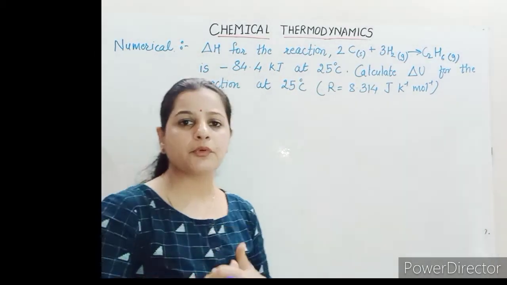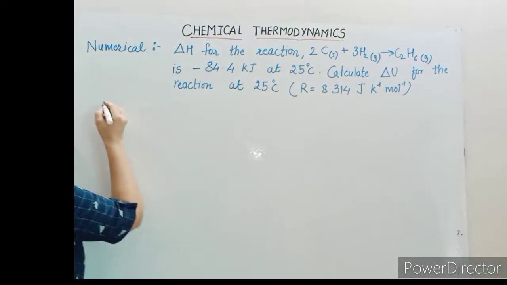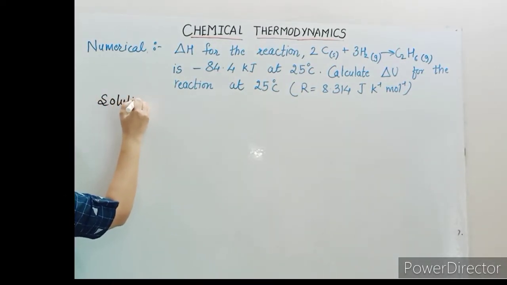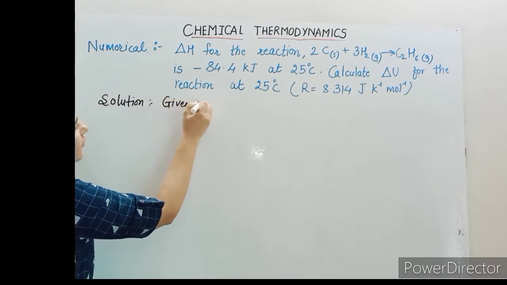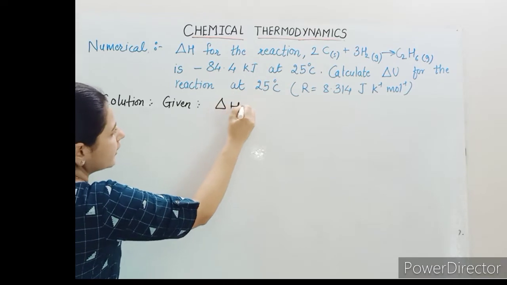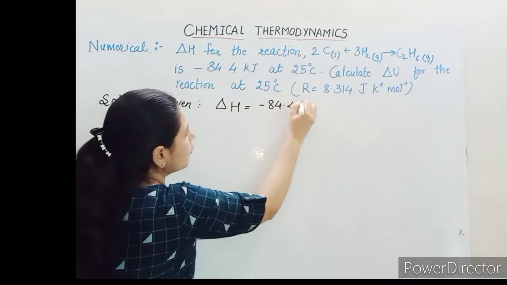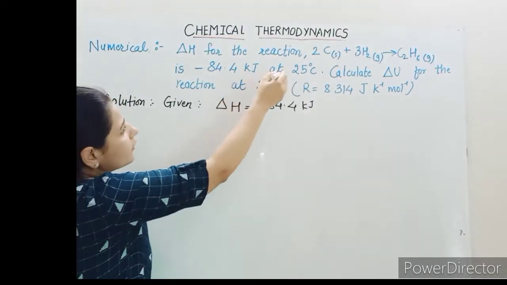So let us first write down what is given to us and let us try to solve it. First write down what is given to us. In this case, given the value of delta H, delta H is given to be minus 84.4 kilojoule. Okay, this is given.